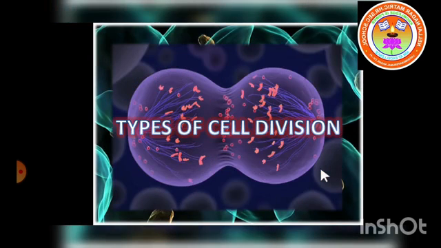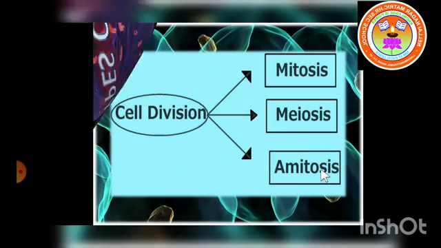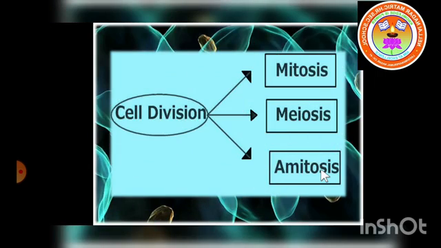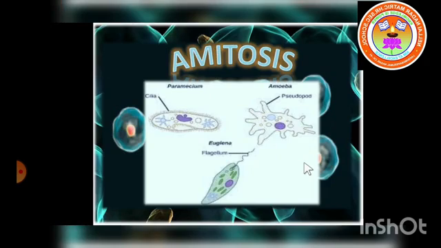Let us see the types of cell division. There are three types of cell division that occur in animal cells: mitosis, meiosis and amitosis. Let us see what is amitosis first. Amitosis is the simplest mode of cell division, and it occurs in unicellular animals, aging cells and in fetal membranes.